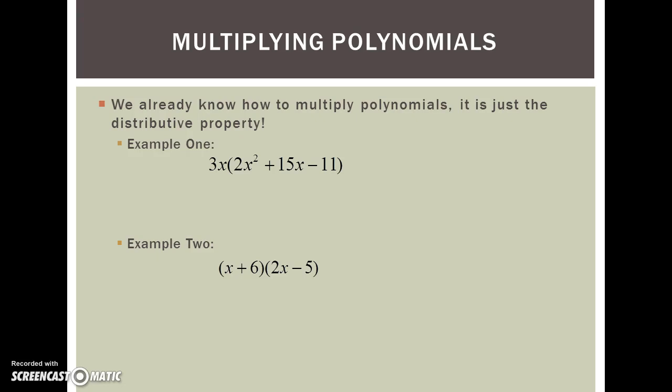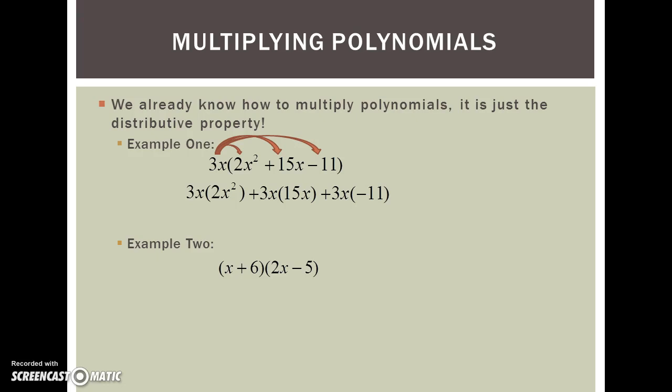So in the first example, we're going to multiply 3x by each of the terms in the second polynomial, 2x squared plus 15x minus 11. So remember, we go 3x times 2x squared. 3 times 2 is 6, and then we are going to add the exponents. We do 3x times 15x, and we do 3x times negative 11.